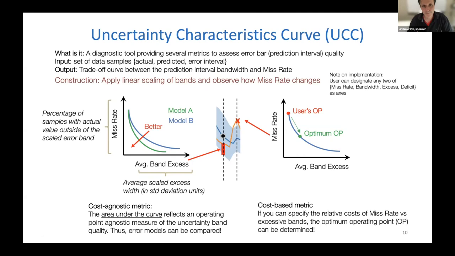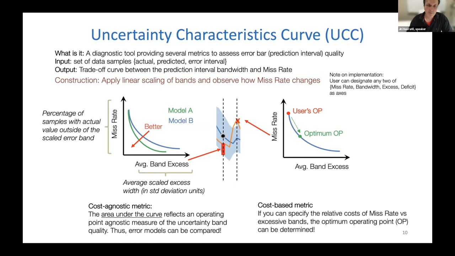This curve gives us deeper insight into the behavior of each model that generates prediction intervals. Crossovers of different models are often seen in practice, meaning model A might perform better in a low miss rate operating region, but model B might be the better one in a higher miss rate region. So this tool gives you that insight. That's one outcome. The other one is we calculate the area under such a curve. That gives us a scalar summary metric of the performance of a prediction interval model that is operating point agnostic.